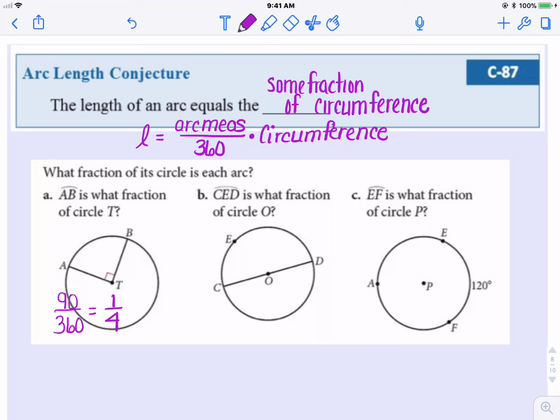Arc CED here is definitely, its endpoints are a diameter, so what fraction of the circle is it taking up? 1/2, or 180/360. But again, seeing where we can reduce that so the mental math will be easier to work with. Arc EF here is 120 degrees in arc measure, so there are 3 120-degree arcs in every circle. So if we wrote it this way first, again, for mental math, making this easier, we have a third of the circle.